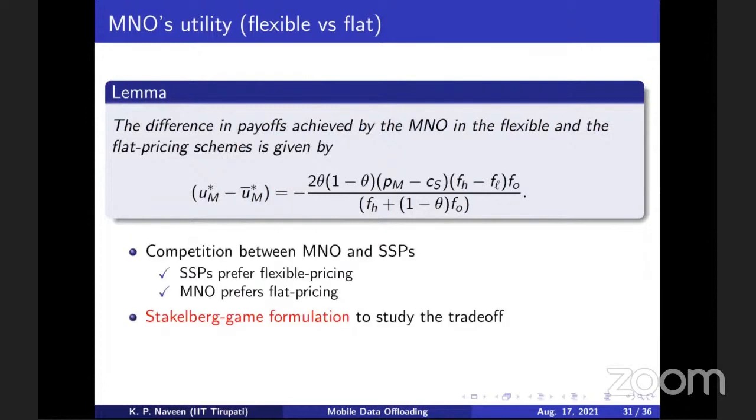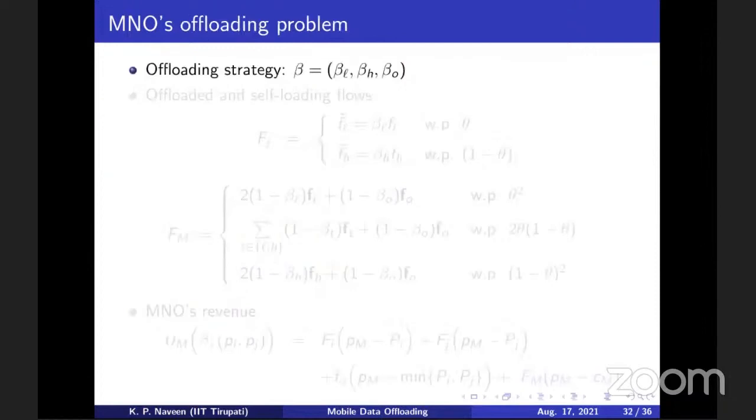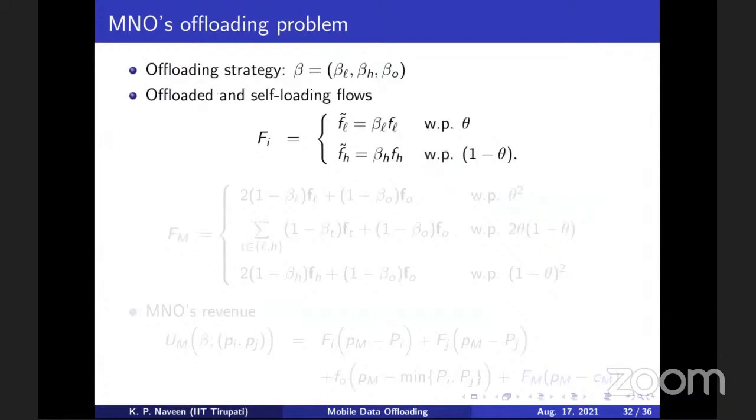So one scheme favors the MNO and the other scheme favors the SSP, right? So now there's some kind of a trade-off. So which scheme to use? There's competition between MNO and SSP themselves. So in this context, we can formulate a Stackelberg game here. These are very preliminary studies, so we are in the process of formulation itself.